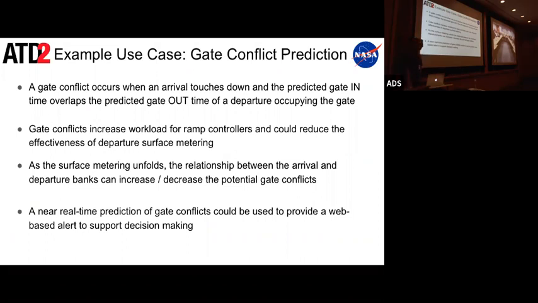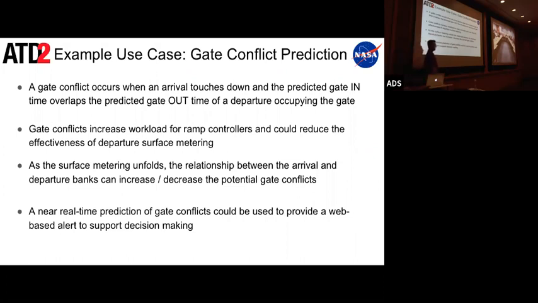We talked about these real-time services that are powered by SWIM, and it's nice to think about this. However, it becomes a little bit high level and nebulous. What are we really talking about? So now let's talk about a specific use case of a service that we think could drive some type of efficiency in the NAS. The example we're going to use for the remainder of this talk is a gate conflict prediction. What do I mean by gate conflict?